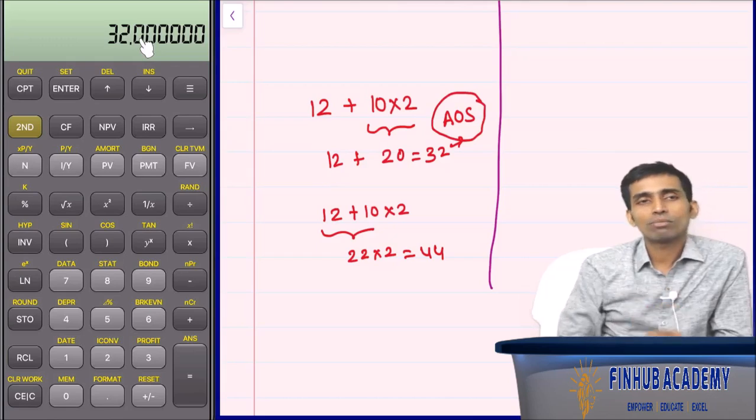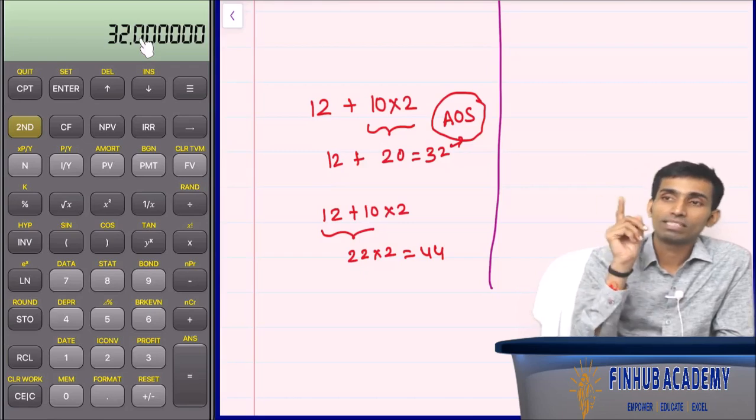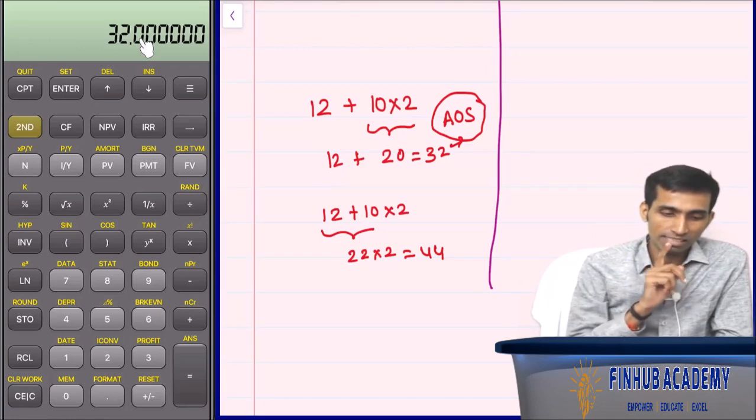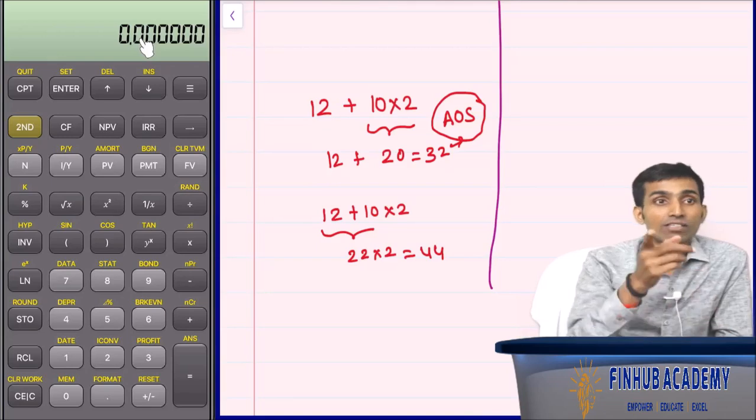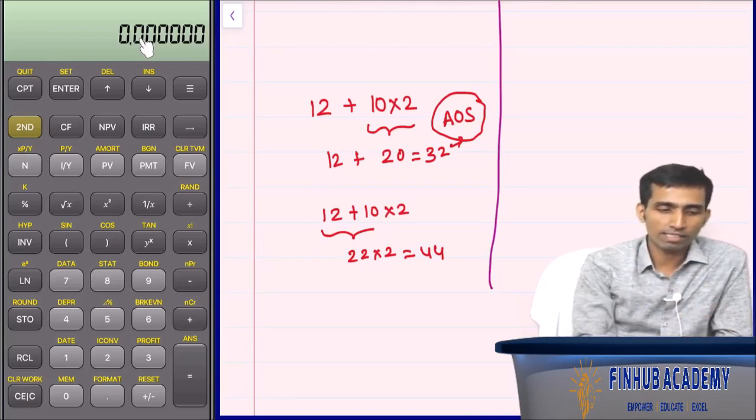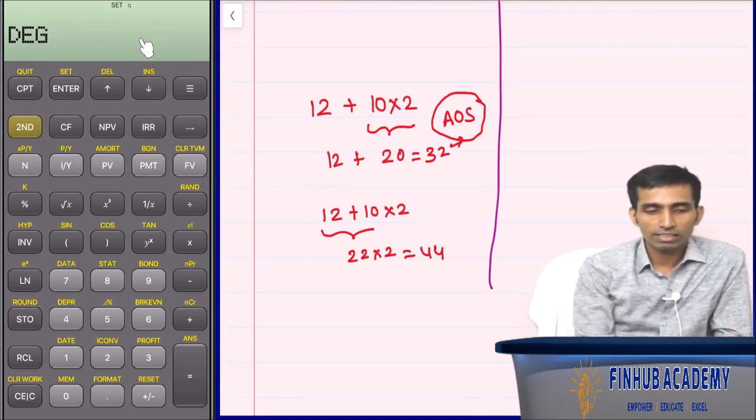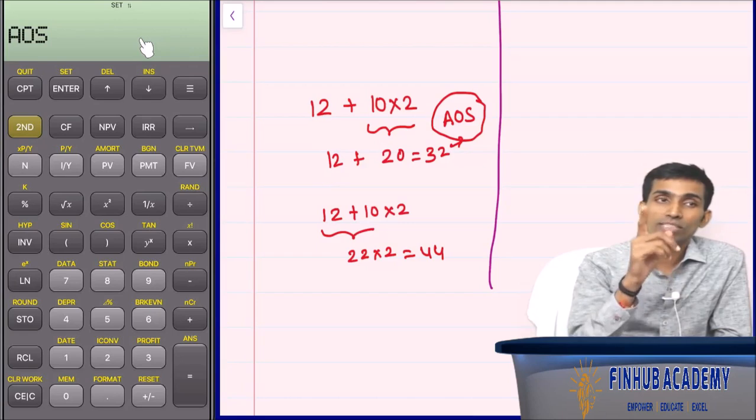Why is this operating in AOS? Because I've set it in AOS. How to change this? Listen carefully. If your calci is in default mode, it will be in chain mode, CHN. We need to change that. How will we change that? Second, format. Now come down, check down, see, it is showing AOS. So if your calci is new, it will be on default mode, that is CHN, chain mode.